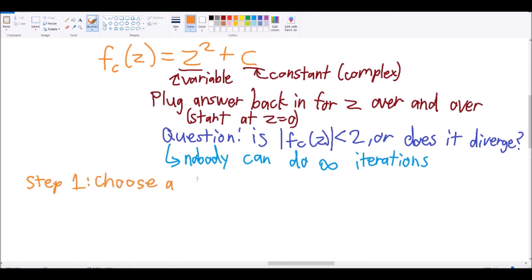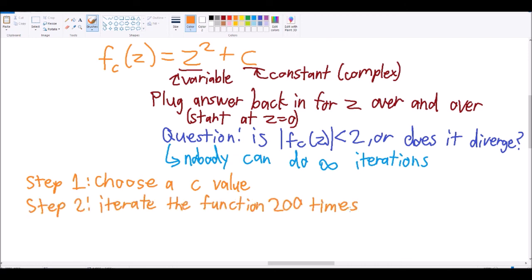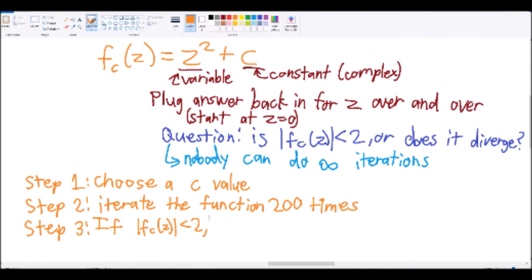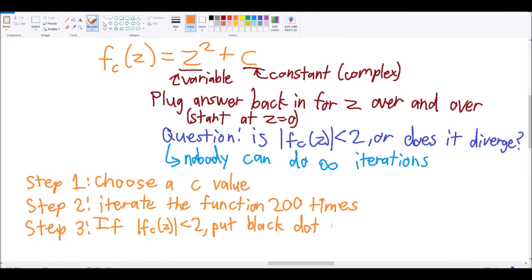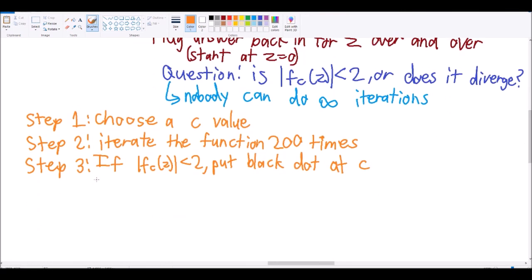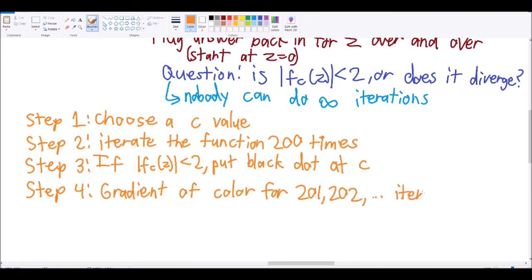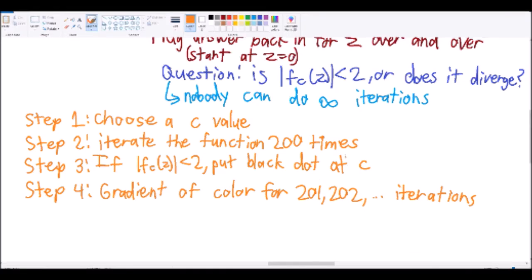Pick a c value and test it out, say 200 iterations. If by the end your complex number's absolute value is less than 2, put a black dot where that original c value was. Now, if after 201 iterations you find that it actually does get bigger than 2, you can use a different color, say orange. Then you can make a gradient of color for how many iterations it took to figure out what was diverging and what wasn't. And I presume this gradient of color would increase in intensity as it took more and more iterations to figure out what was diverging.